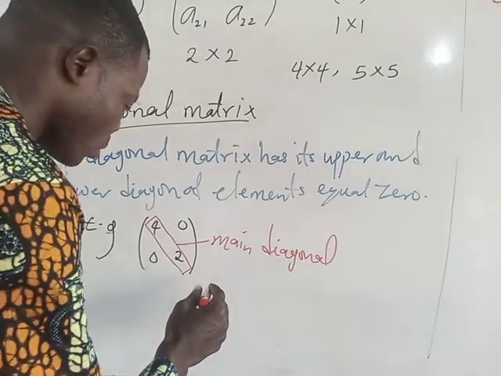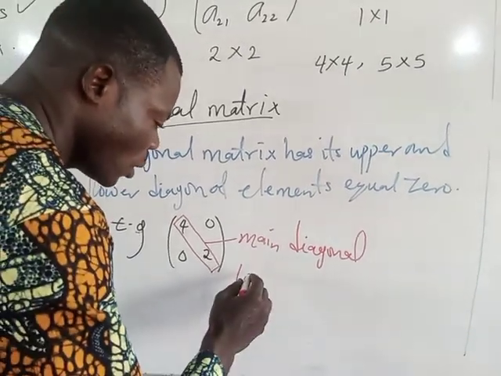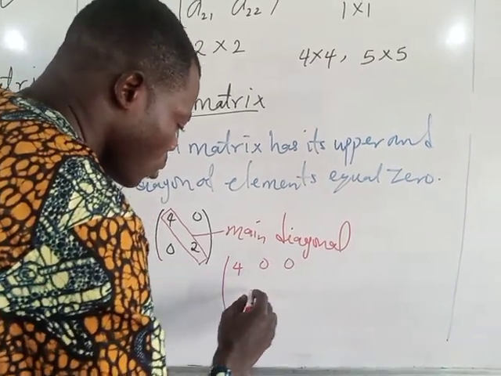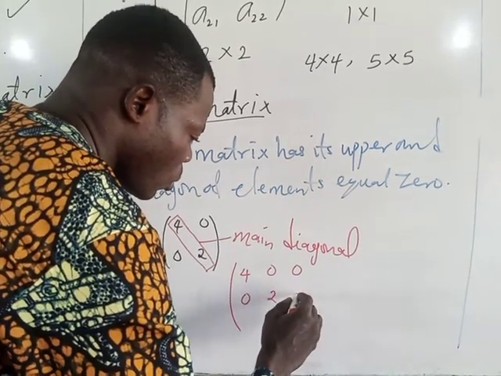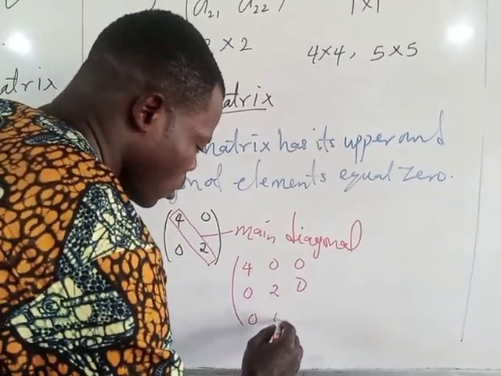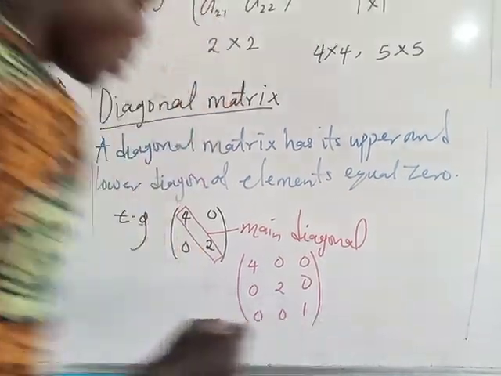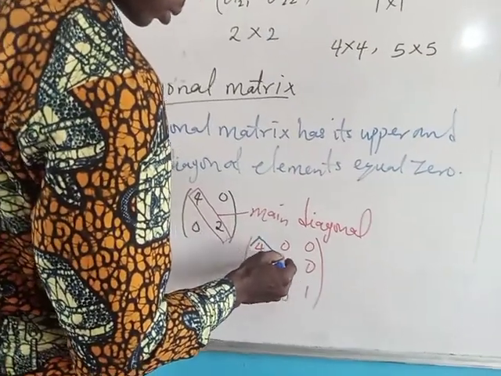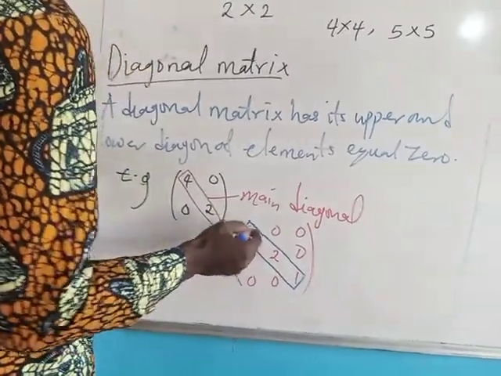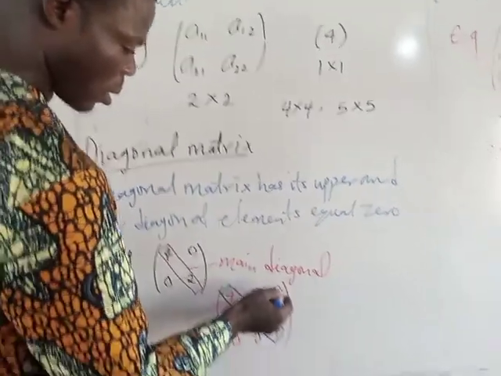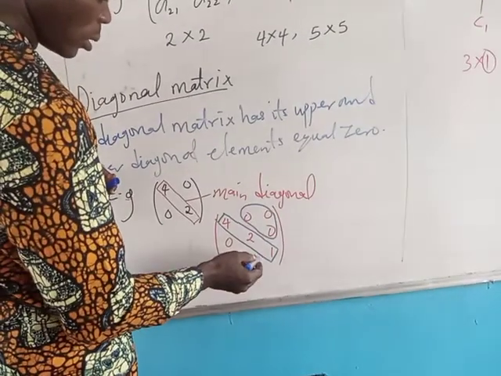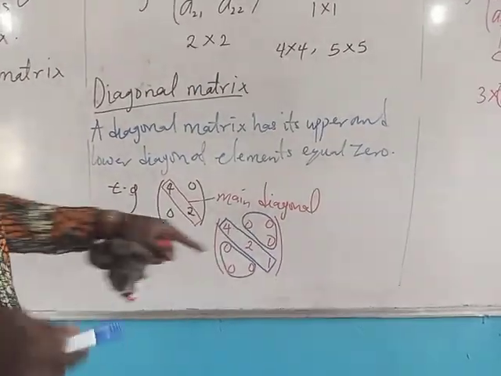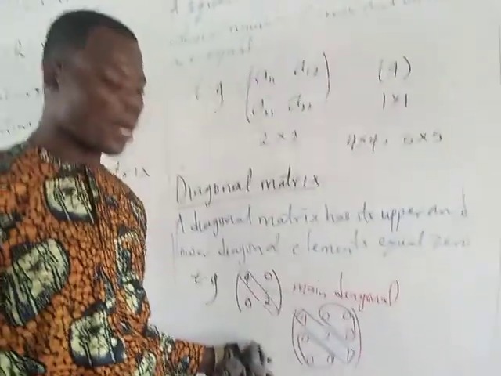So you may also have this one. If it is 3 by 3, so 4, 0, 0, 0, 2, 0, 0, 0, 1. So like this, we have our diagonal here. We discovered that in the upper and the lower part of this diagonal, the elements are 0. So this type of matrix is called a diagonal matrix.